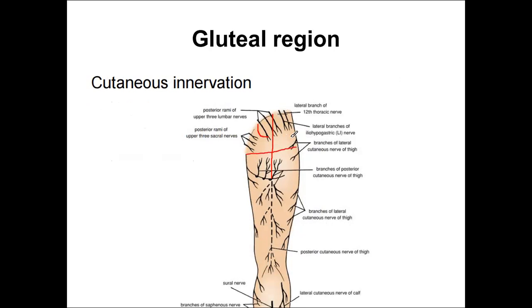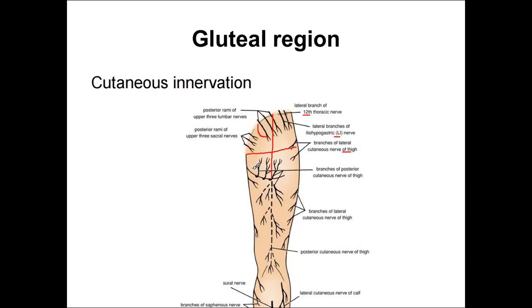So we have an upper outer quadrant, or upper lateral quadrant, which is supplied by T12 and L1. So the upper outer quadrant is supplied by the 12th thoracic nerve as well as the iliohypogastric nerve. The lower lateral quadrant is supplied by the lateral cutaneous nerve of the thigh. We're done with the lateral quadrants.